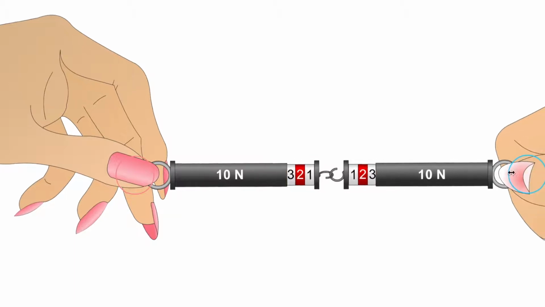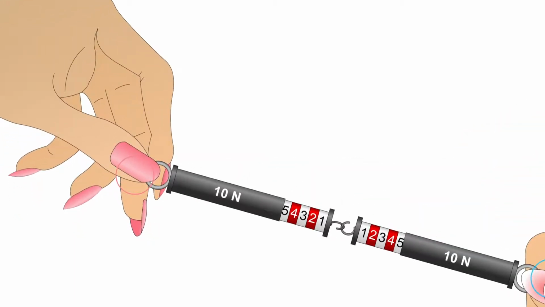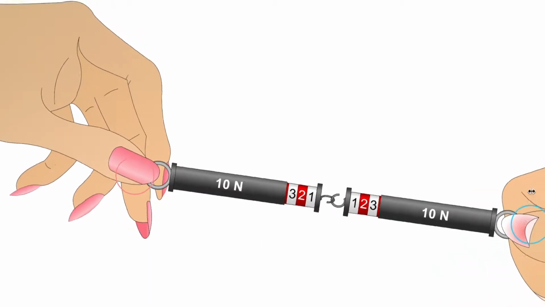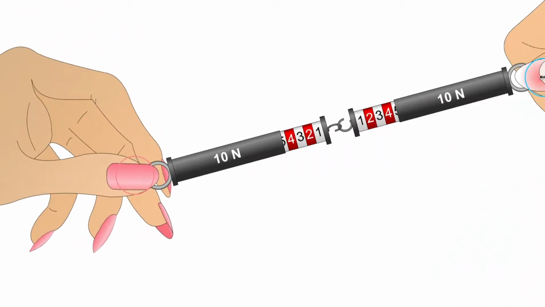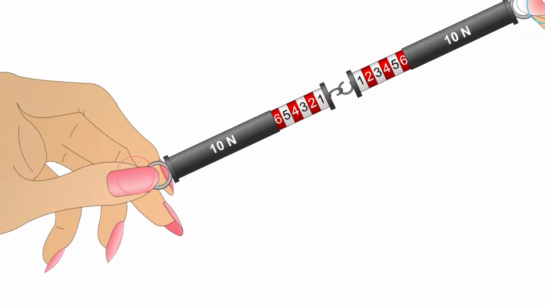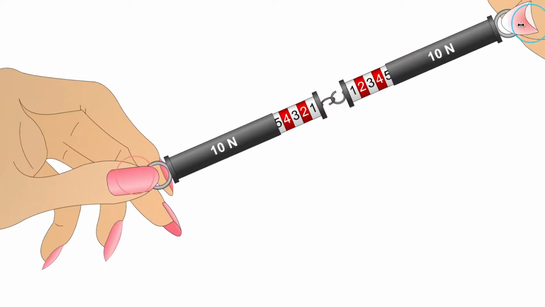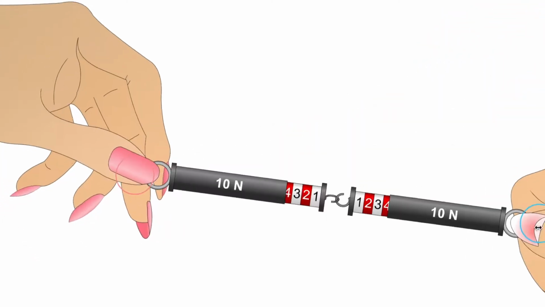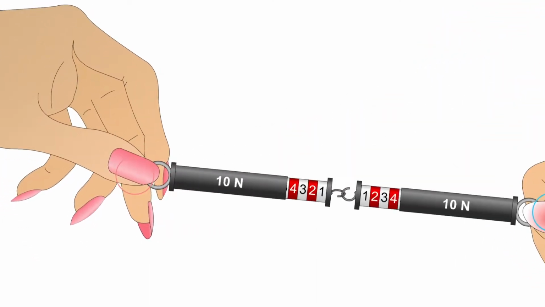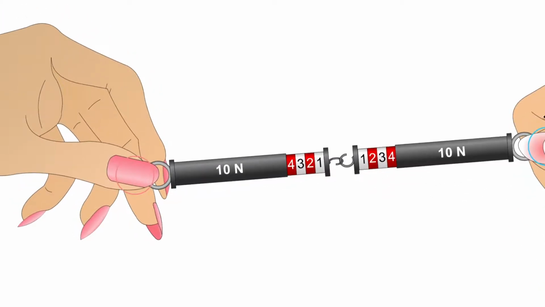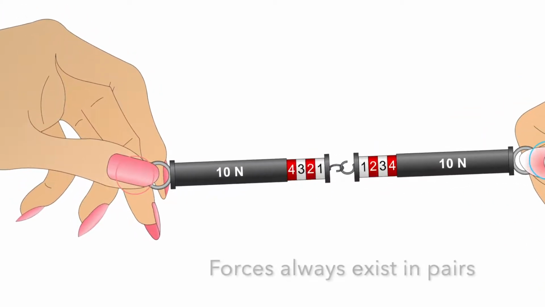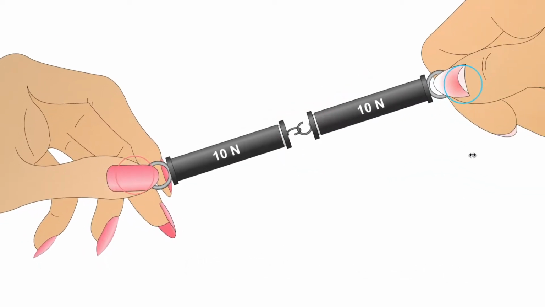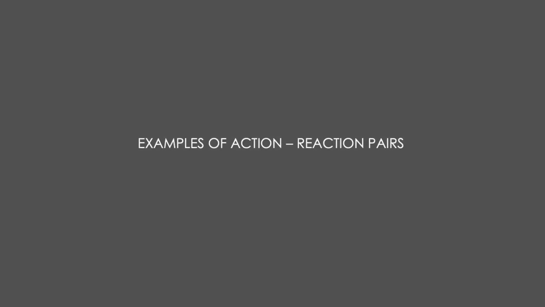Consider this situation. Every time the right hand exerts a pull, we also see an equal reading in the force meter held by the left hand. This happens even if the left hand is not pulling at all. This means that when the right hand exerts a pull force, the left hand exerts an equal and opposite pull force. Now that we know that forces always exist in pairs and that they are equal and opposite, let us look at some action-reaction pairs.